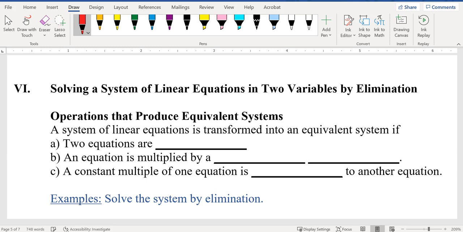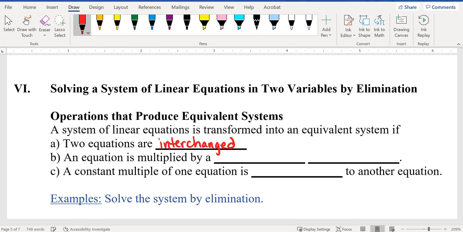The two equations are interchanged. In other words, the first equation becomes the second equation, or the second equation becomes the first equation.